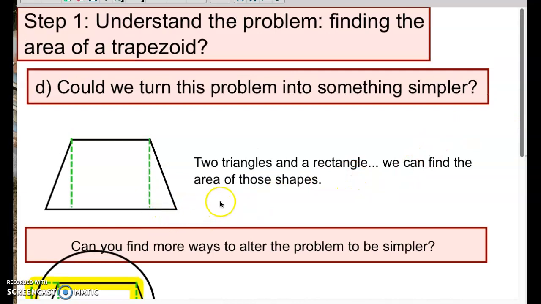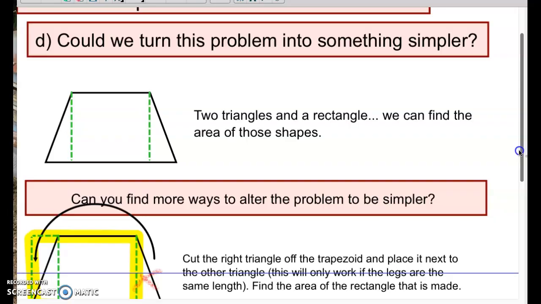So now the question becomes, can we find more ways to alter this problem so that it's simpler? Can we find more ways to maybe cut apart this trapezoid so that we can actually find the area? Our goal is to find the simplest way to break this thing apart into familiar shapes so that we can calculate its area. So this is one way in which we could do this.